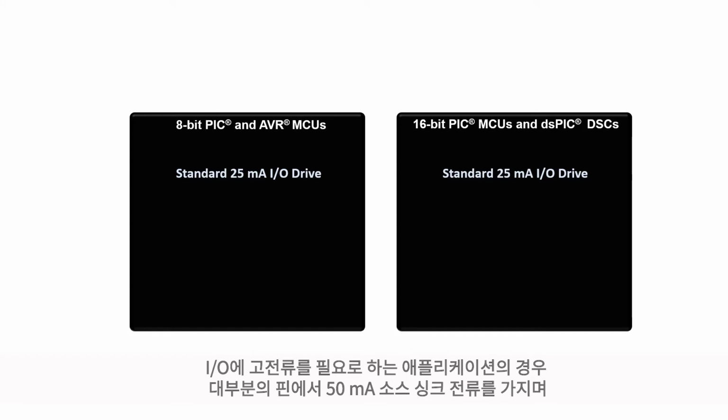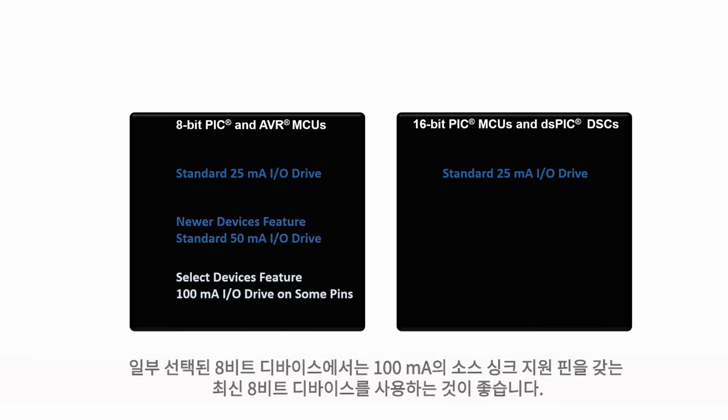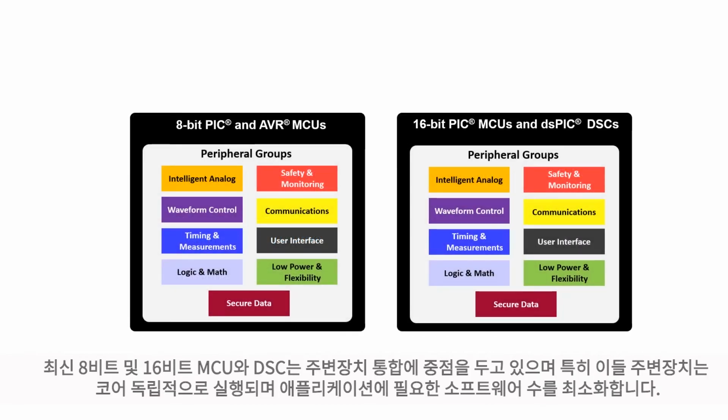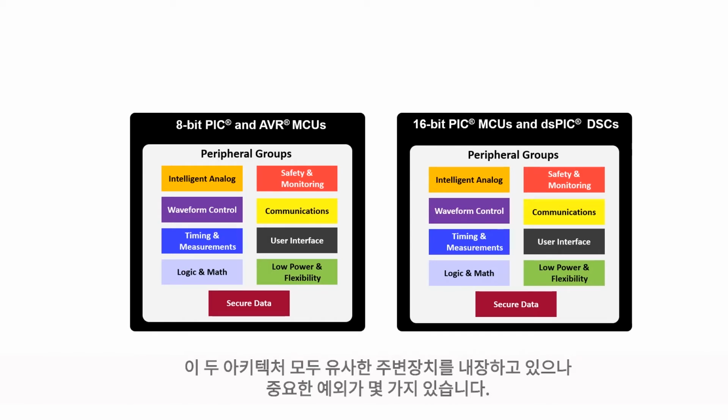Applications requiring higher current on the I/O may benefit by using recent 8-bit devices that feature 50 mA source sync currents on most pins, with some select 8-bit devices featuring 100 mA source sync capable pins. Recent 8 and 16-bit microcontrollers and digital signal controllers focus on peripheral integration, especially those peripherals that can operate independent of the core, minimizing the amount of software needed for the application. Both architectures feature similar peripherals, but there are some key exceptions.